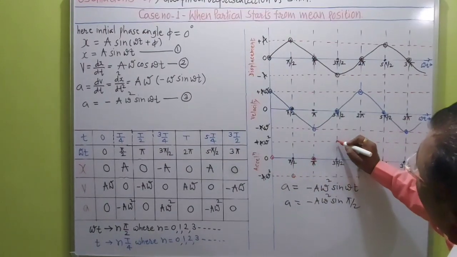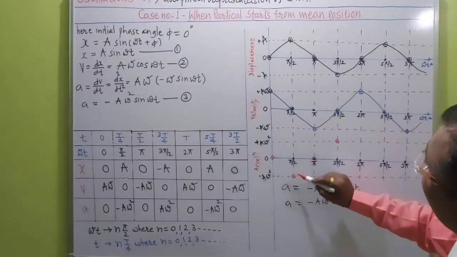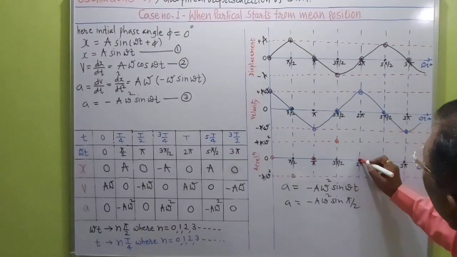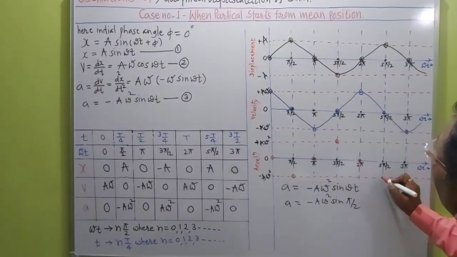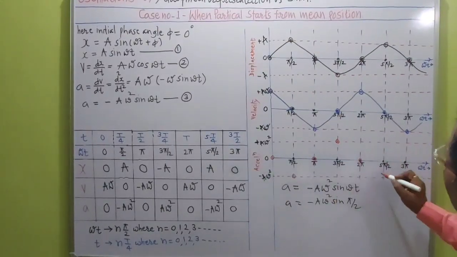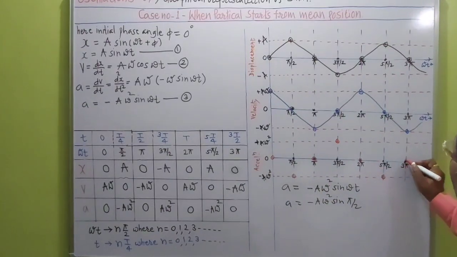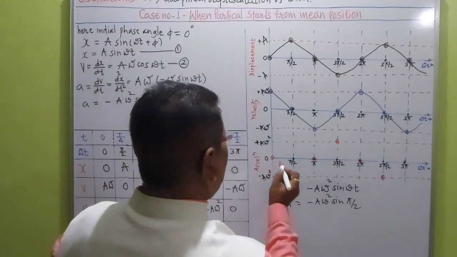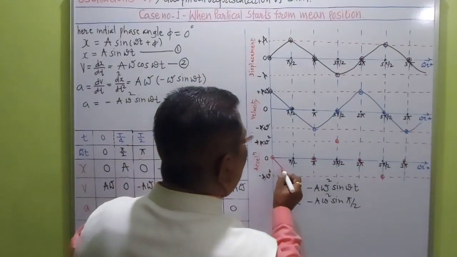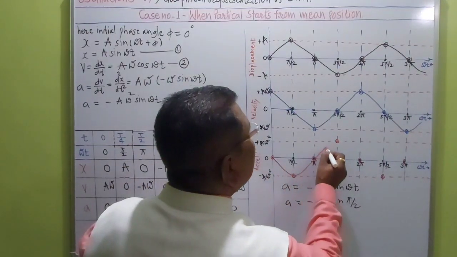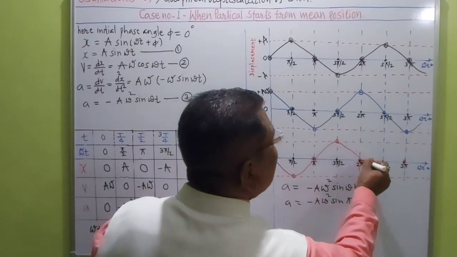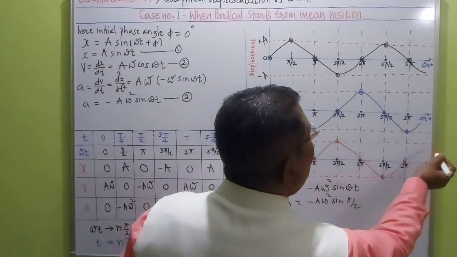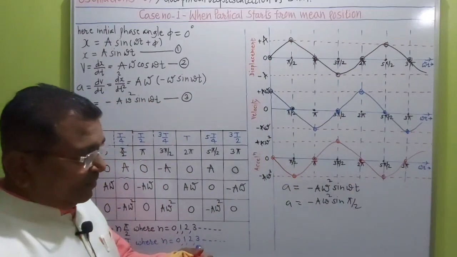The next points definitely will come like this. The graph is like this. In this way, the graph will come like this. Oh, very good. This is the graph.